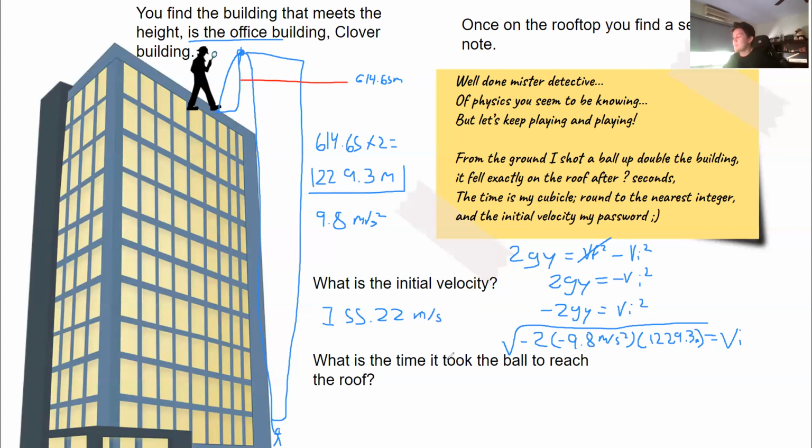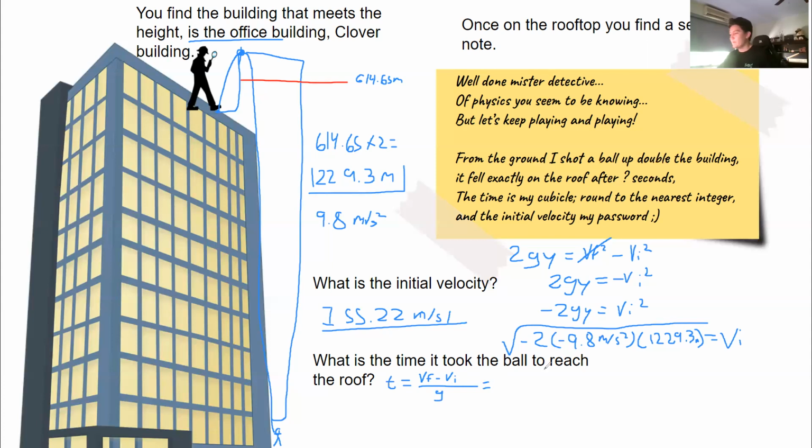Now, what is the time it took the ball to reach the roof? We have to calculate the time it takes this ball to get to double the height of the building and how long it takes to fall down onto the building. We can do this using the time formula, which is time equals final velocity minus initial velocity over acceleration, which is g this time.